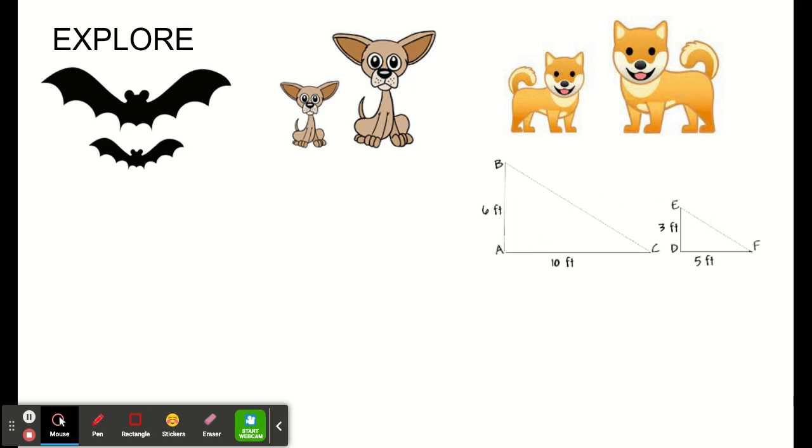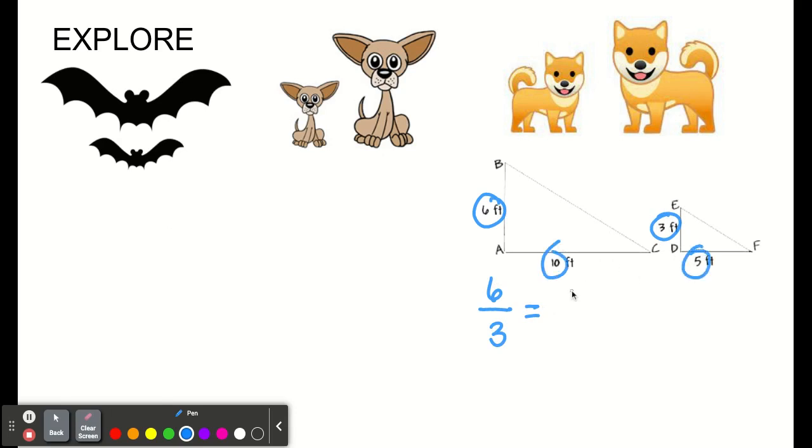And it's not always so obvious what that scale factor is. Therefore, we use proportions to help us find those measures. Because what happens here is you'll notice that 6 and 3 are proportional to 10 and 5. So 6 divided by 3 is equal to 10 over 5 if we were to reduce this. And so what that allows us to do is use proportions with an unknown, with a variable, to help us find the measure of a missing side.